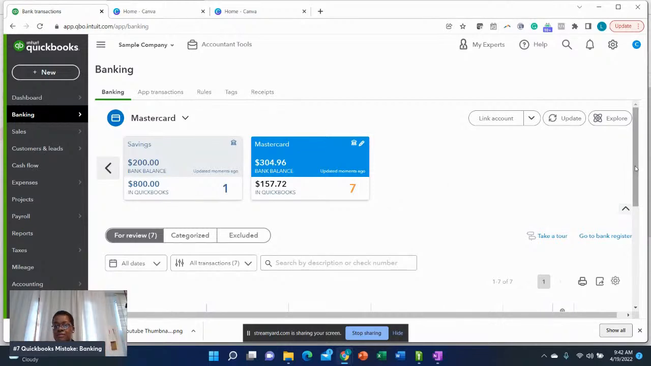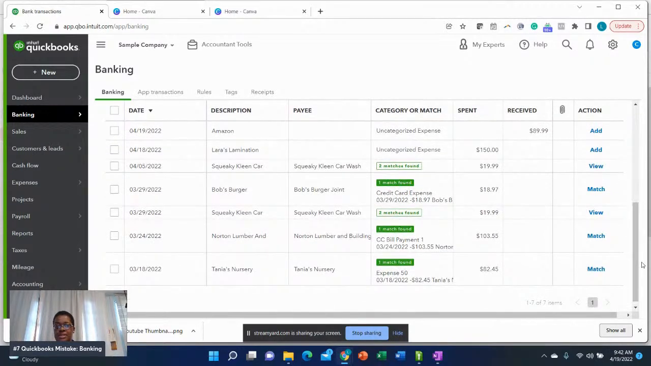Let me give you an example. This is a sample company, and this transaction here is to Bob's Burger. QuickBooks is saying, I have found a match. I have found a credit card expense for $18.97. This credit card expense was entered into QuickBooks as a credit card expense. When that credit card transaction came across, QuickBooks found a match with the same vendor and the same dollar amount. This is what you want to see, so you can hit match.